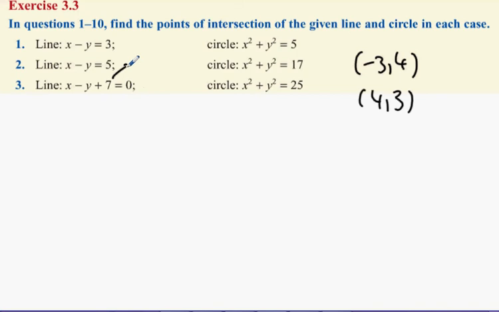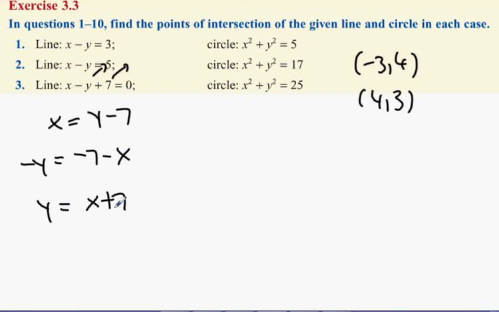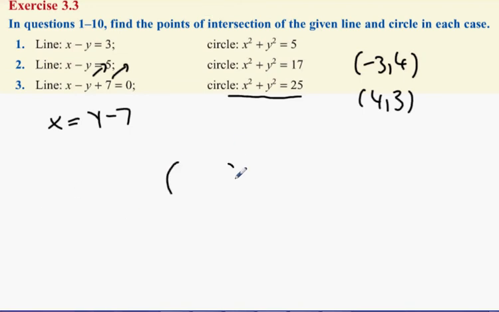So you could do this 2 ways, okay? The first way you could do it is you could say x equals y minus 7. The other way you could have done it was minus y equals minus 7 minus x, and then multiply both sides by minus 1, and you get y equals x plus 7. Both ways are acceptable. Now, once you've decided on which letter you're using, you then go to your quadratic, and what do you do with the quadratic? Sub it in. So either sub in x or y, whichever way you're doing it. I'll do it using x, okay?